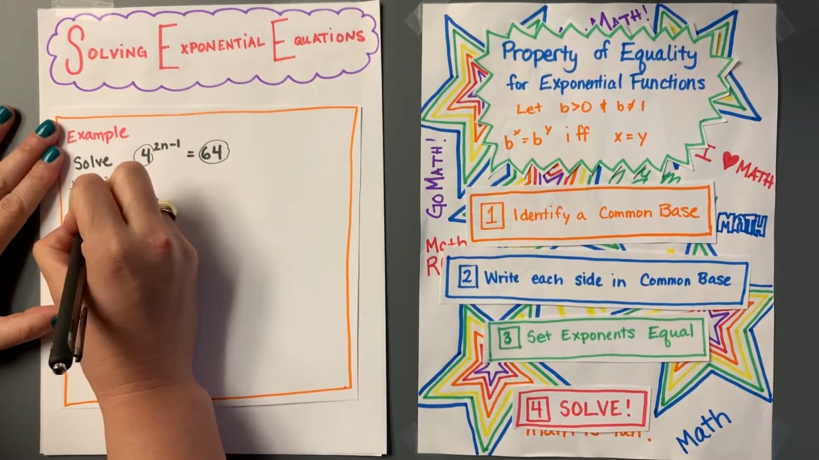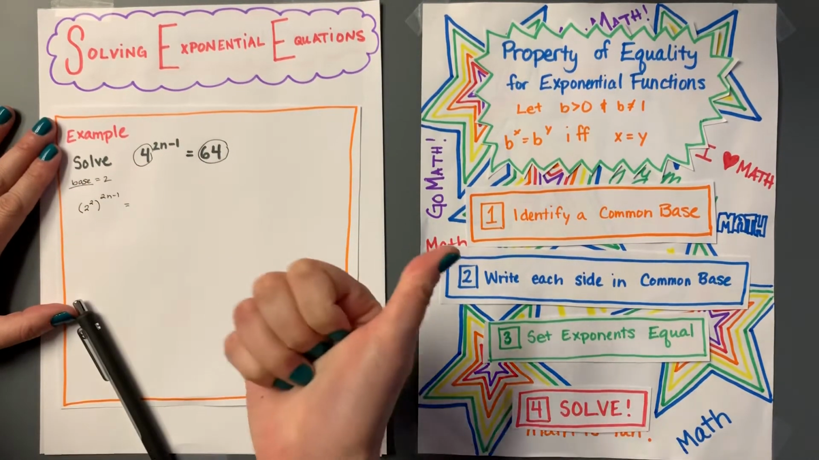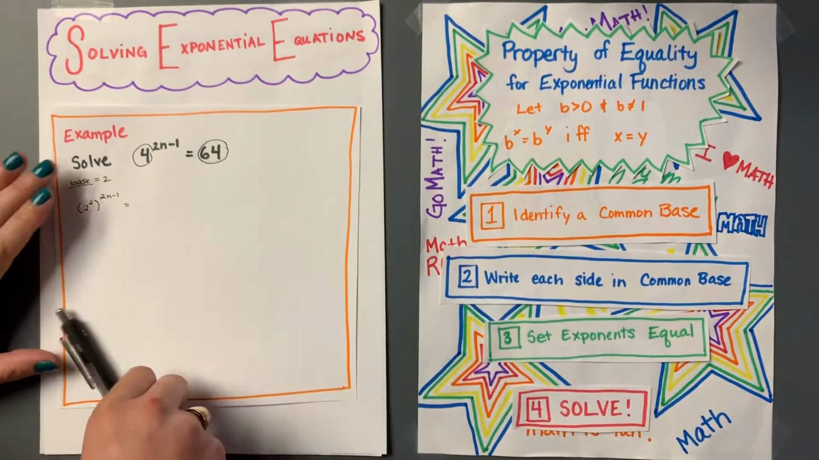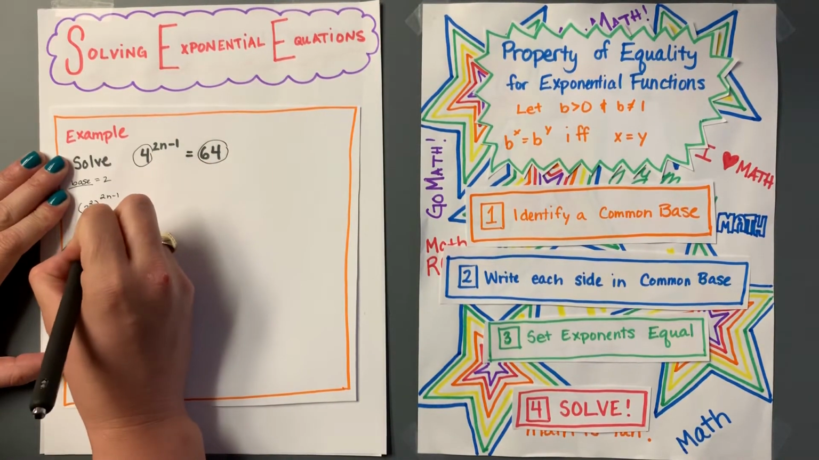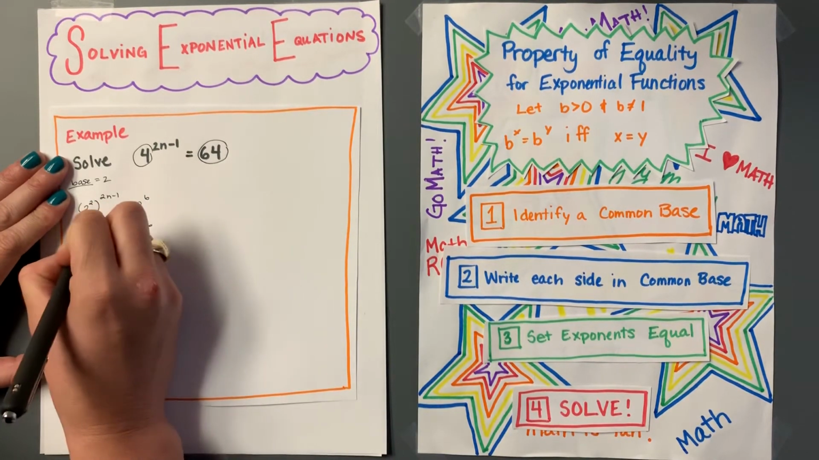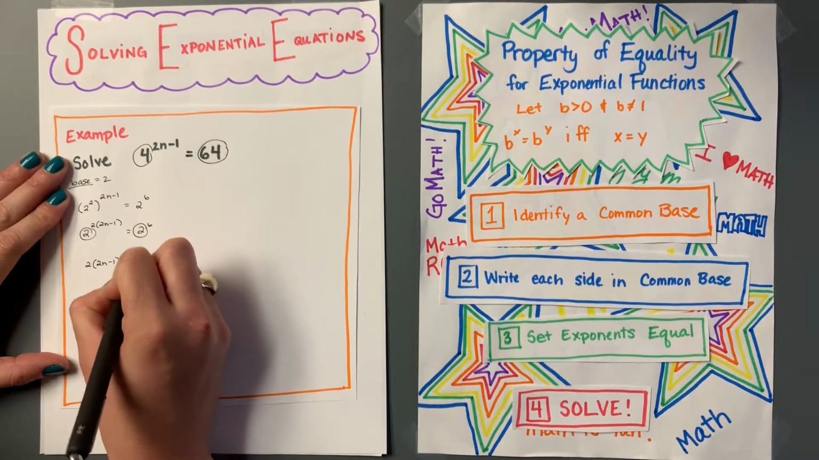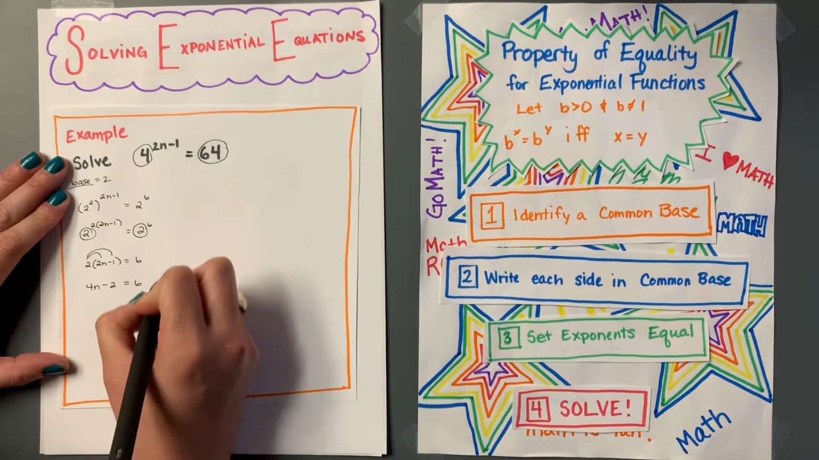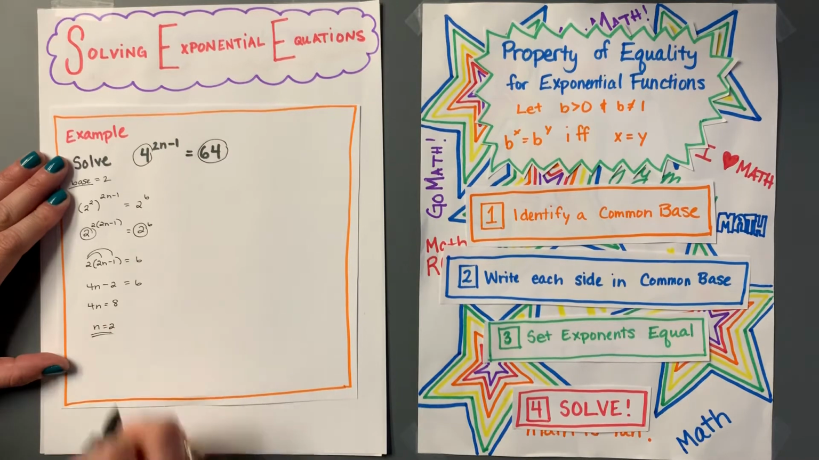So this gives me 4 is 2 squared raised to the 2n minus 1. And 64 is 2, 4, 8, 16, 32, 64. So it is 2 to the 6. Simplifying, 2 to the 2 times 2n minus 1 is equal to 2 to the 6. My bases are the same, so 2 times 2n minus 1 is equal to 6. Distribute in. And 4n is equal to 8. n is equal to 2.